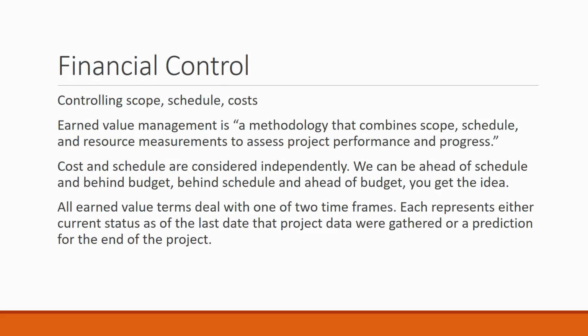Financial control is all about controlling scope, schedule, and costs. We use earned value management to do that. Costs and schedules are considered independently, right? So we can be under budget and ahead of schedule. We can be under budget and behind schedule. We can be over budget and ahead of schedule, etc. You get the idea. All earned value terms deal with one of two particular time frames. Each represents either the current status as of the last date of the project where we gathered data, or a prediction for the end of the project.